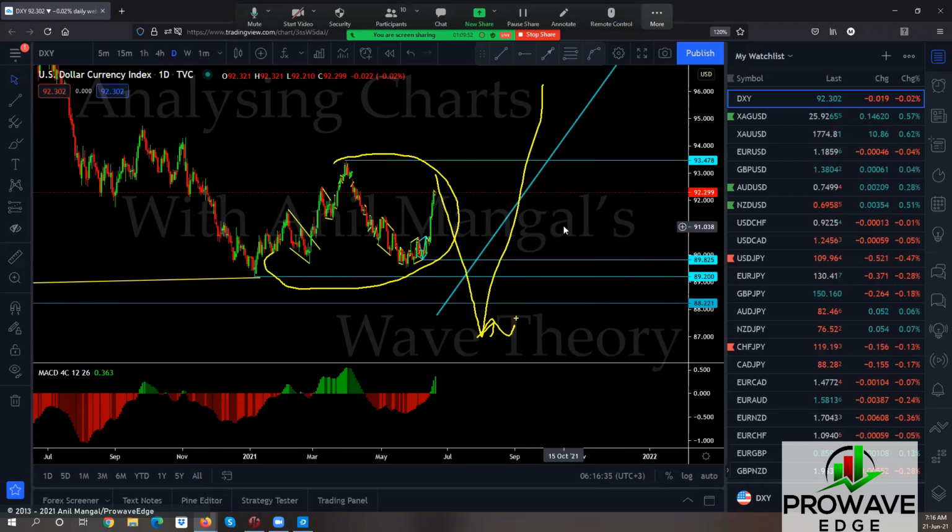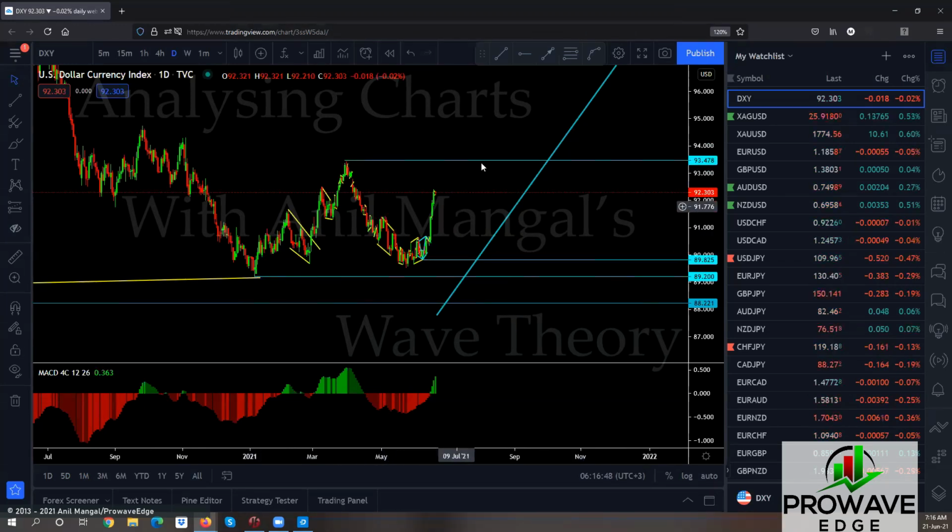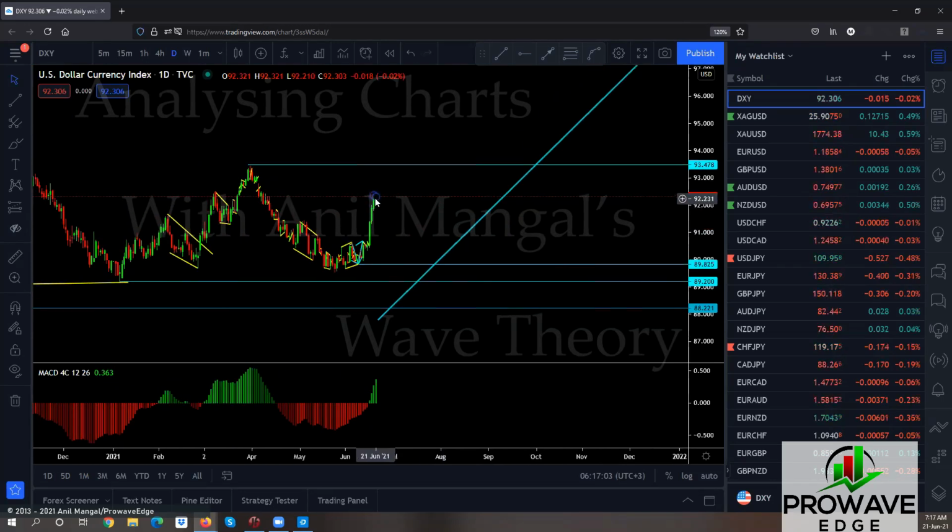Now let's see. If this is the start of it with a deep pullback, I would expect some kind of a flat at the top here, and then the takeoff. Only after we get that flat, we would confirm that this could be the possible start to the upside. As of now, we're treating it as if it's making a correction within the zone. So if we get a flag here, we'll buy.